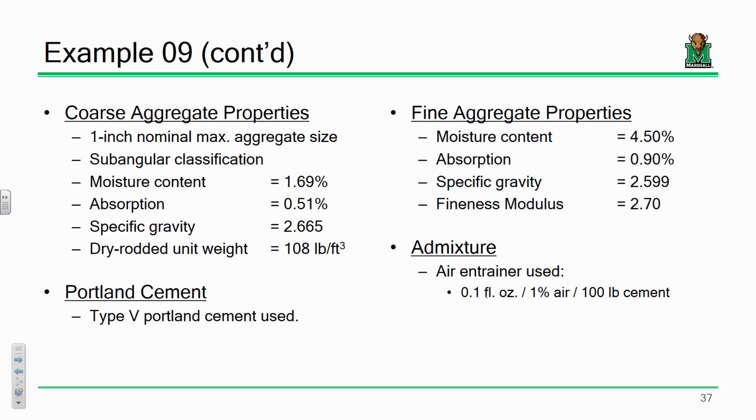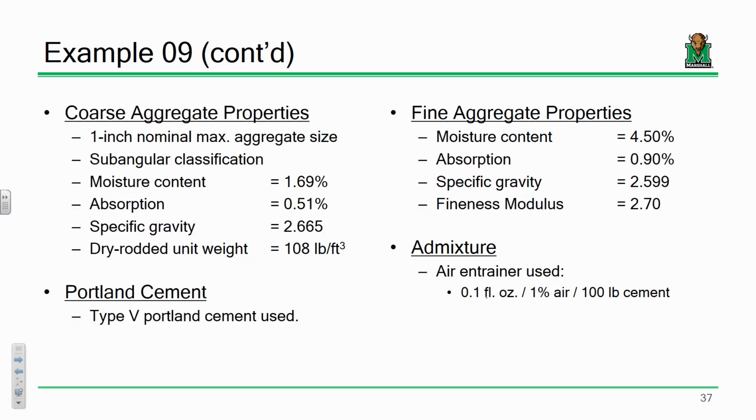Portland cement, we're using type 5 Portland cement, which really isn't going to affect our actual mix design very much, but that's important because if you remember, type 5 Portland cement is for exposure to sulfates. So that's going to be appropriate for what we're talking about.